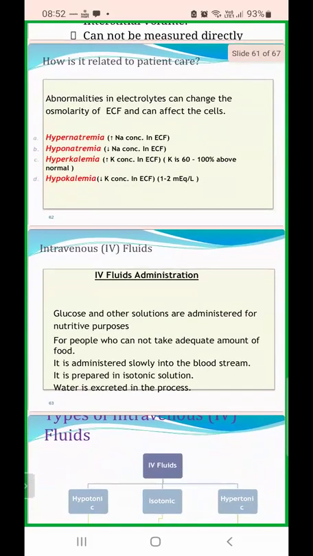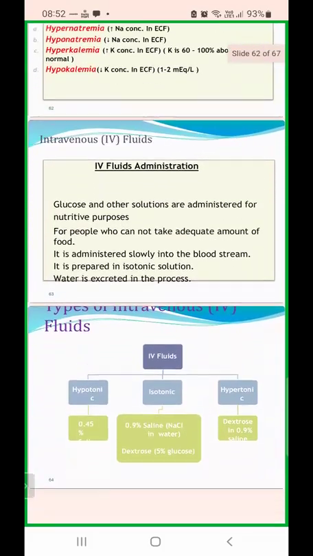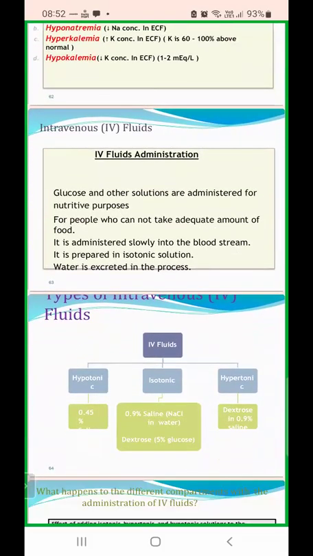The most important clinical application comes in the use of intravenous fluid. You all know it is the IV fluids which have a practical implication. In IV fluid administration, glucose and other solutions are administered for nutritive purposes for people who cannot take an adequate amount of food. It is administered slowly into the bloodstream and is prepared in isotonic solution, and water is excreted in the process.